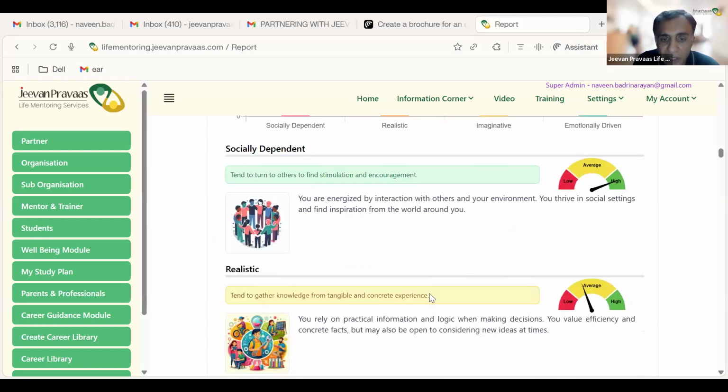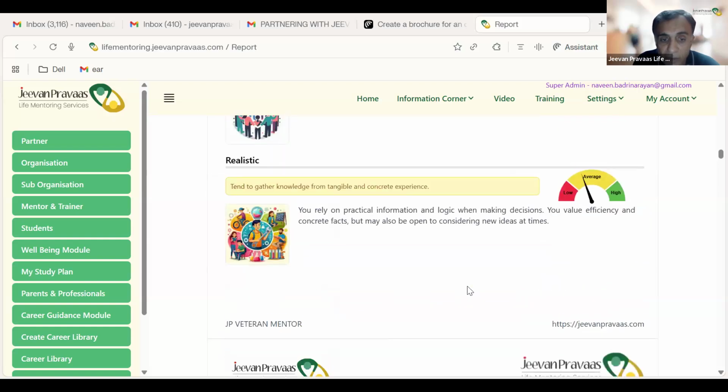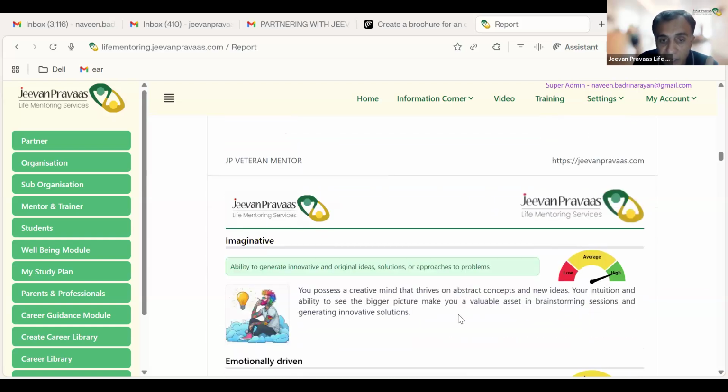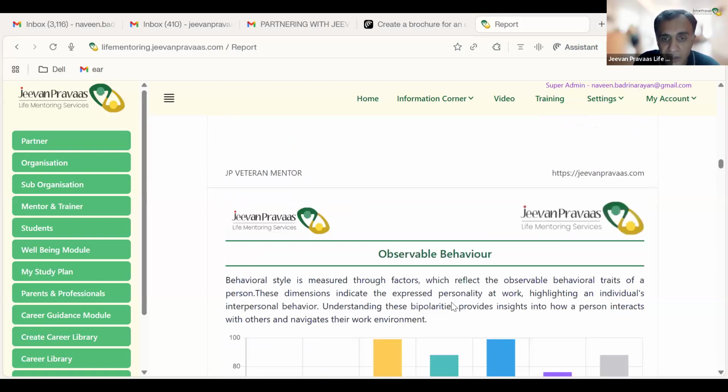When we talk about realistic, you rely on practical information, you value efficiency, but you're also open to considering new ideas. It's average. Whereas if you look at imaginative, it's very high. You have a very creative mind. Your intuition and ability to see the bigger picture is very high. And emotion and empathy is your strongest quality. You connect with people, with empathy, emotions, strong connections, navigating social situations. All this is very, very high in your case.